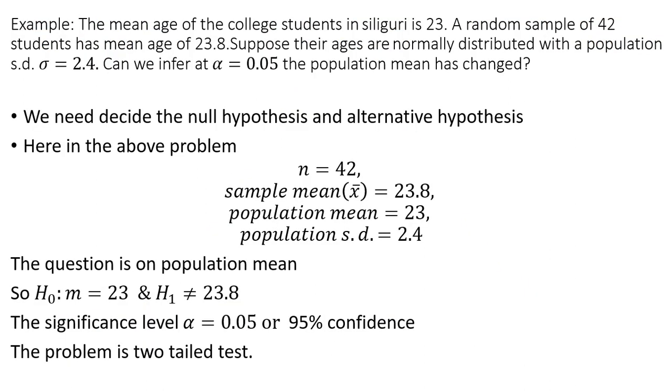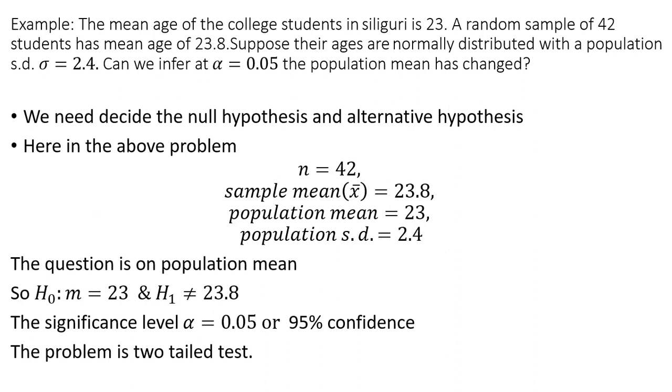It is actually mistaken. It is m equal to 23 and m not equal to 23, not 23.8. So look at the problem. The problem is actually a two-tailed test, because m not equal to 23.